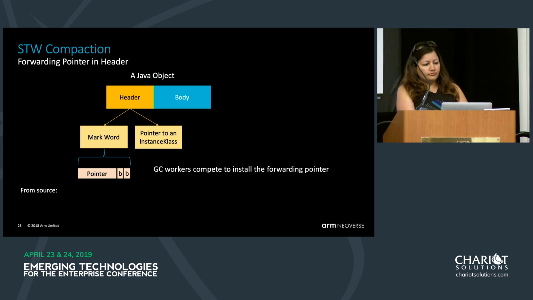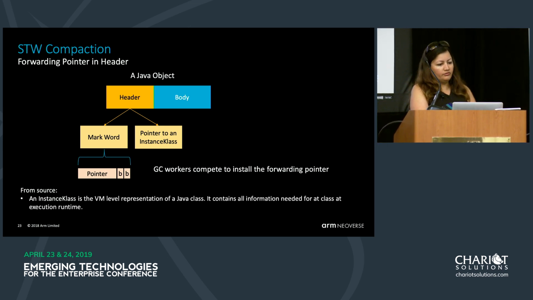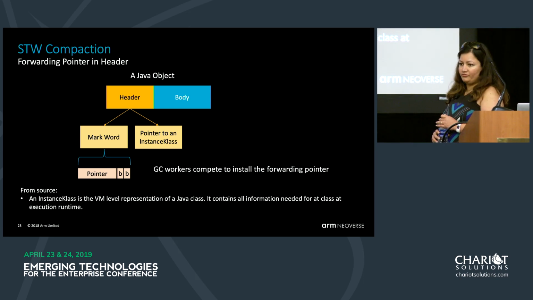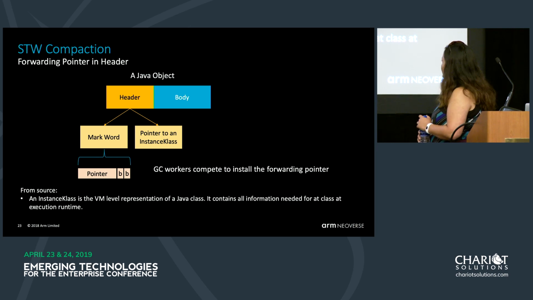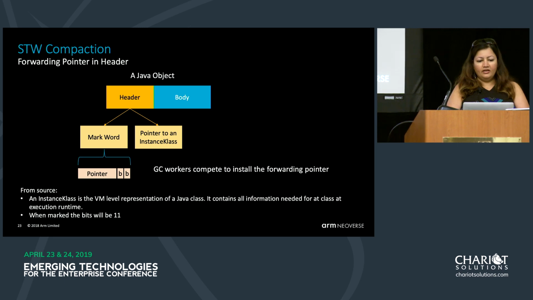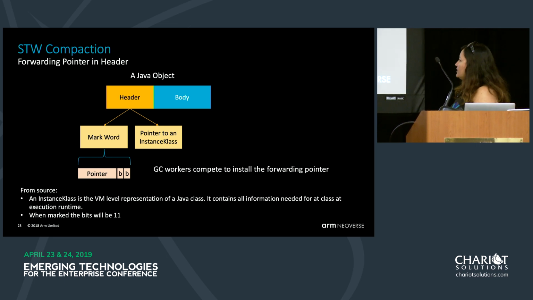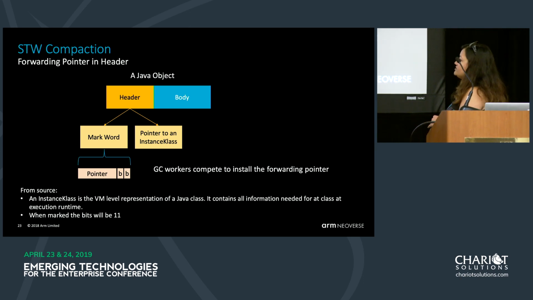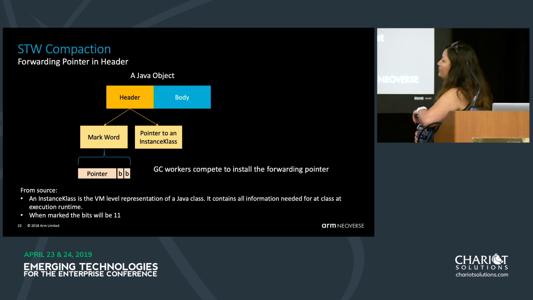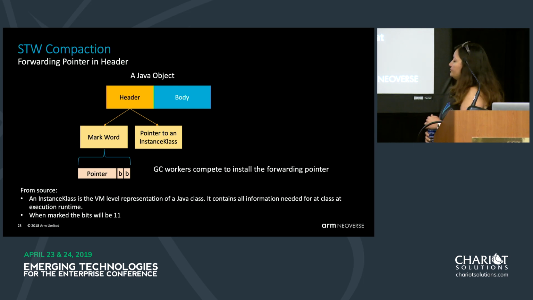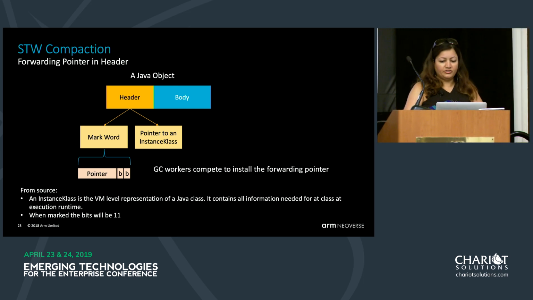So if you go look at the source, you will find that instance class is the VM level representation of a Java class. So the VM has its own representation, and it contains all the information. You can see that if you go look at the source code. And during mark, the tag bits will be 1, 1. So it's a multi-purpose header mark word. And what is important to us for the stop the world compaction is the mark bits will be 1, and the forwarding pointer will be installed in that pointer space.